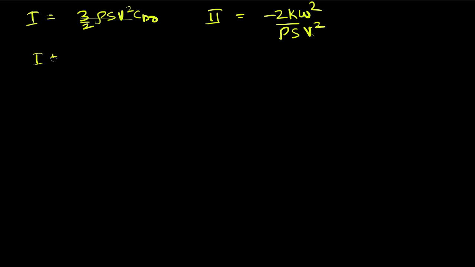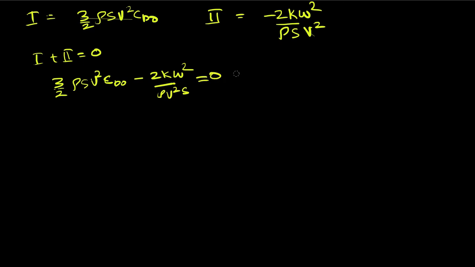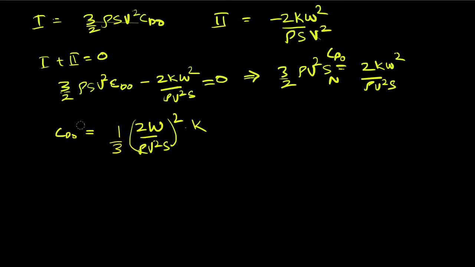So adding 1 and 2 and equating it to 0, we will get 3/2 rho S V square CD naught minus 2 kW square by rho V square S is equal to 0. From this we can say that 3/2 rho V square S CD naught is equal to 2 kW square by rho V square S. Hence we can write it as, CD naught is missing here. On solving this we will get CD naught is equal to 1/3 (2W by rho V square S) whole square into K.